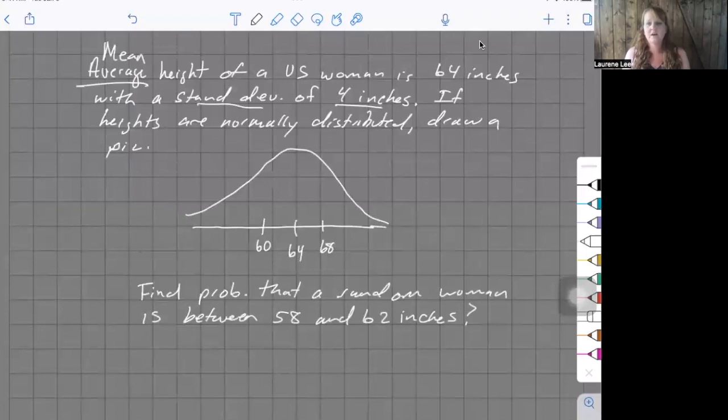All right, now I'm going to mark that on my drawing so you can get an idea. Remember, this line at the bottom is just a number line, so find 58. 58 is just a little bit to the left of 60, so we'll call this 58. And then 62 is between 60 and 64. So what this question is asking is, what's this area? This area is the probability.